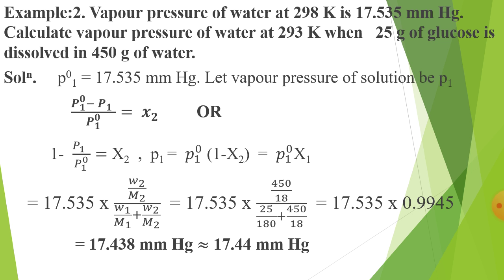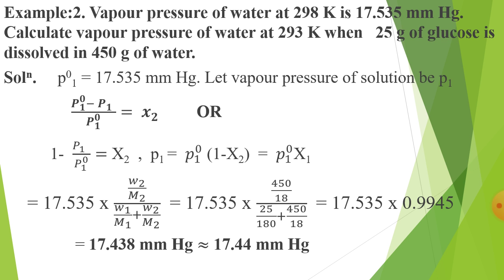Here P01, that is the pure vapor pressure, is given as 17.535 mmHg. Let the vapor pressure of the solution be P1. By applying the relative lowering of vapor pressure formula, P01 minus P1 divided by P01 equals x2. We write it like this: 1 minus P1 divided by P01 equals x2. Here P1 equals P01 times (1 minus x2), which equals P01 x1.